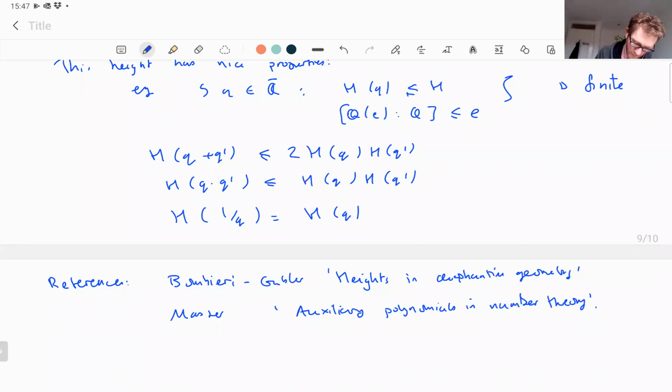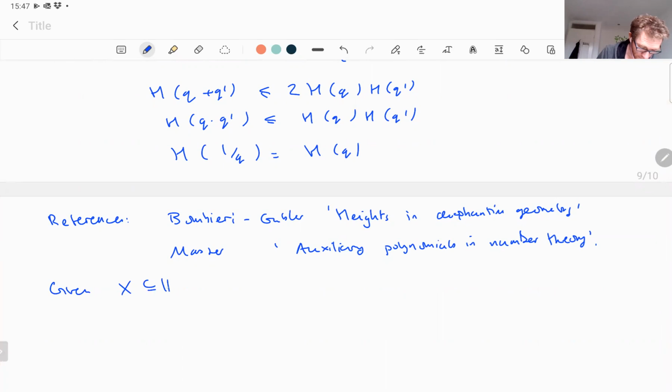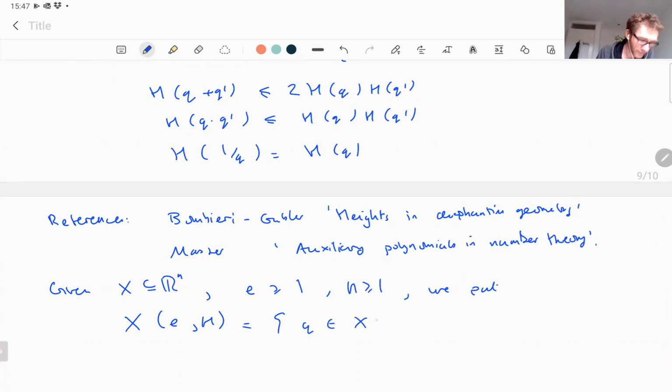So what are we going to do? Given X, E and H at least one, previously we had this X(Q, H), and now we have X(E, H). This is going to be the points on X intersect Q bar, such that that point has height less than or equal to H and degree over Q at most E.